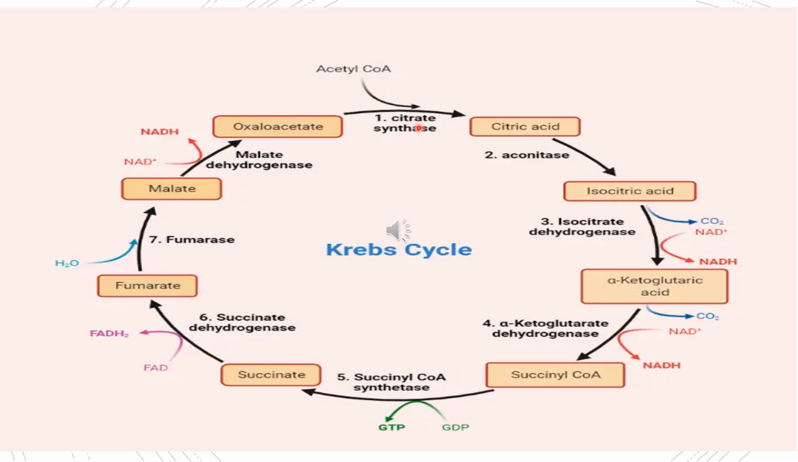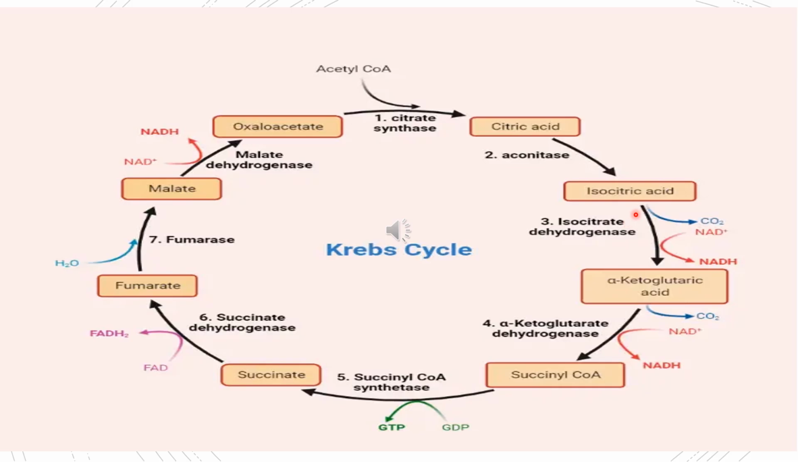proteins. So, a quick question: where does the Krebs cycle happen? We have said it occurs in the mitochondrial matrix. Let's look at the step-by-step breakdown. We have acetyl-CoA, which is a two-carbon compound, combining with a four-carbon oxaloacetate to form a six-carbon compound, citric acid. Then citric acid is converted into isocitric acid, and the enzyme that catalyzes this reaction is aconitase.